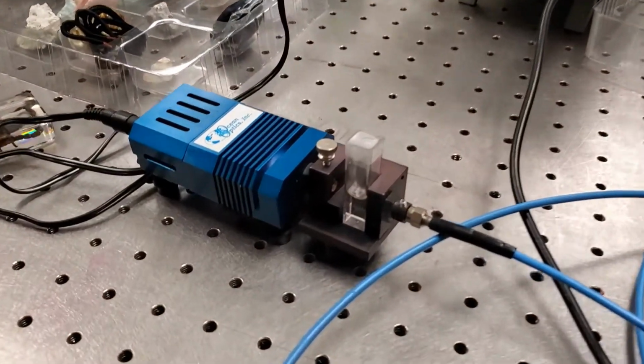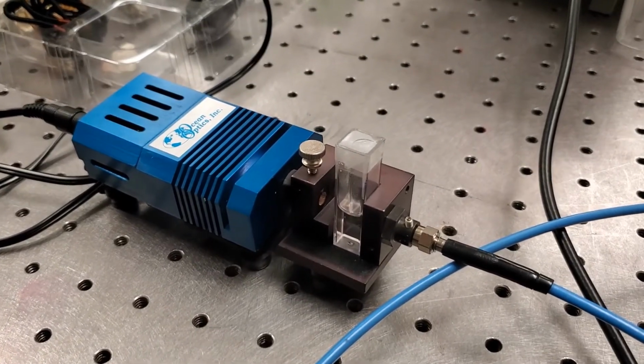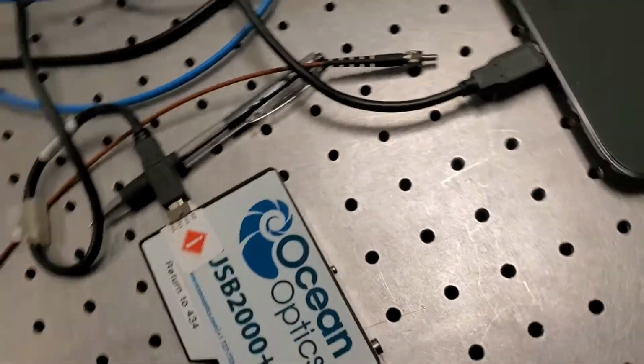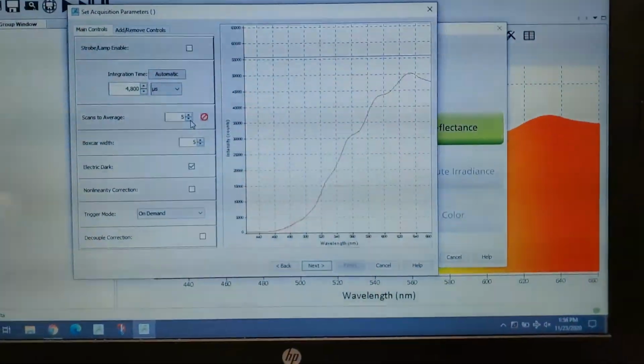I'm measuring the starting emitted spectrum of the white light source in the cuvette with water in the holder. I'm using the Ocean Optics setup, and here is the spectrum of water.